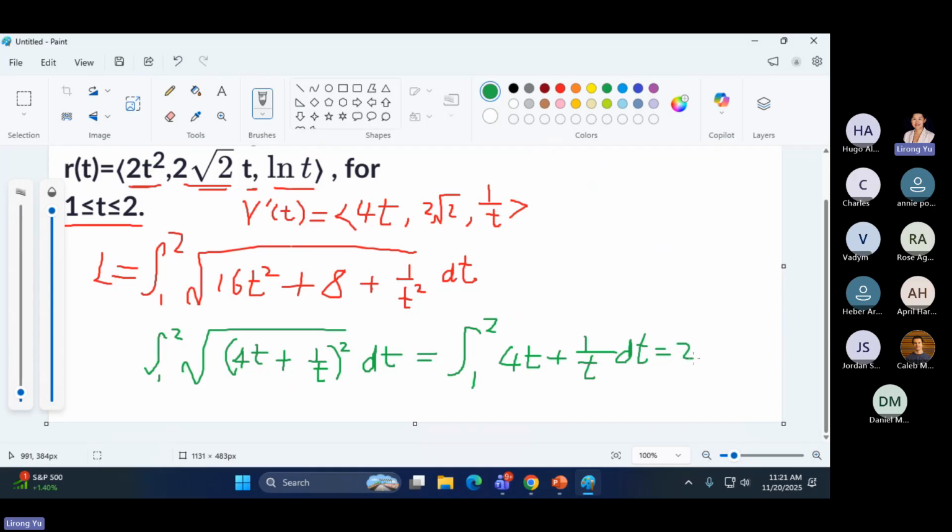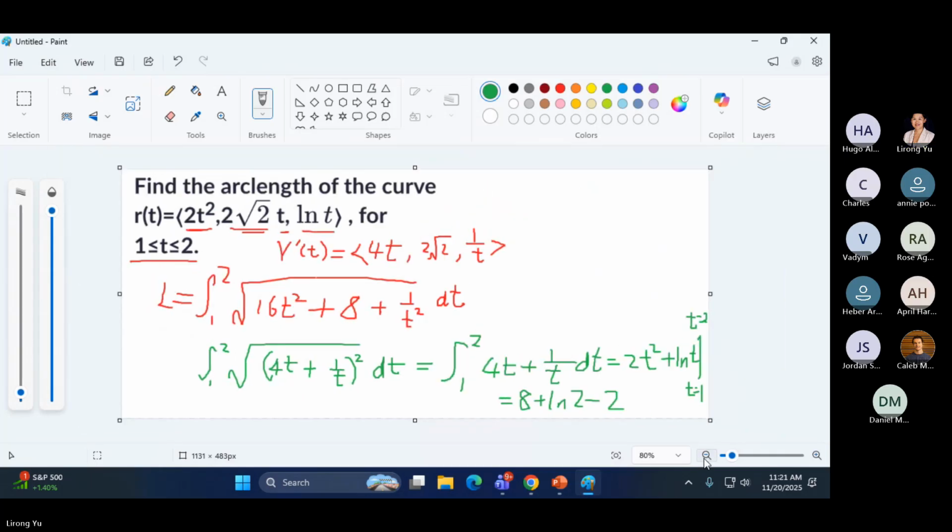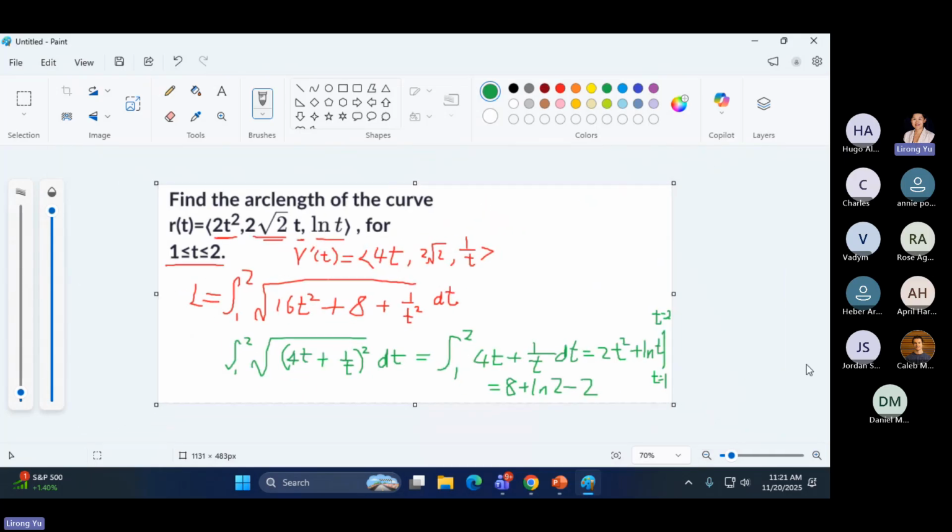So the antiderivative for 4t is 2t squared. The antiderivative of 1 over t is the natural log of t. We put in t equal to 2 and t equal to 1 for computation. So that we will have 2t squared is 8. 8 plus natural log of 2 minus, when t equal to 1, we have 2 times 1 squared, which is 2. So that's everything we calculate in the end.